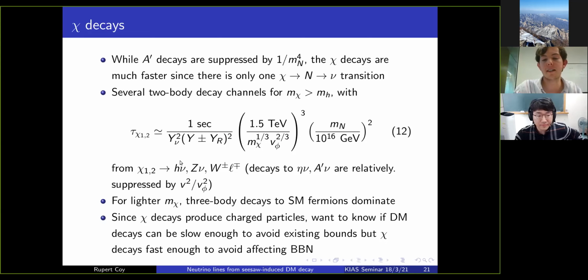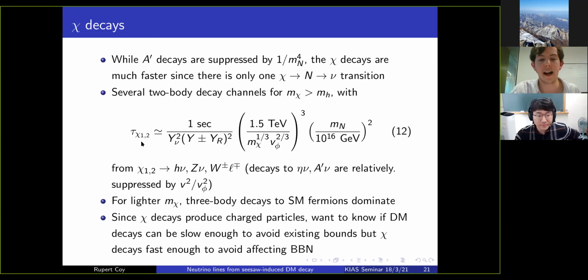This is from the decays to H nu, Z nu, and W lepton. The decays to eta, eta is again the scalar inside the phi, or to A prime nu, if kinematically allowed, are relatively suppressed. Basically, it comes back to that story again about v over v phi, and whichever vev you omit in this diagram.